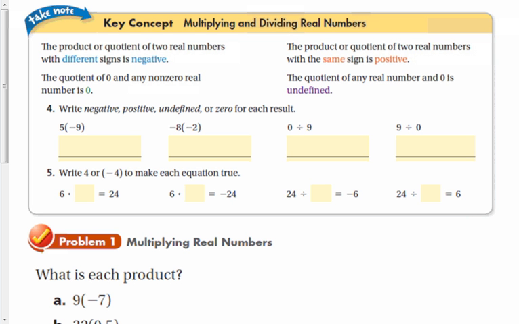All right, so here's our key concepts. The product or quotient of 2 real numbers with different signs is negative. The quotient of 0 and any non-zero real number is 0. The product or quotient of 2 real numbers with the same sign is positive. The quotient of any real number and 0 is undefined. So we're going to write negative, positive, undefined, or 0 in each. Go ahead and pause, and you can do that. And do number 5 also.